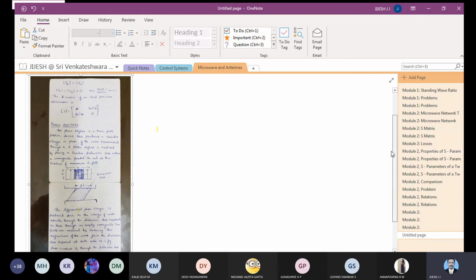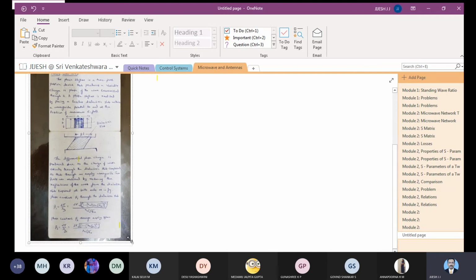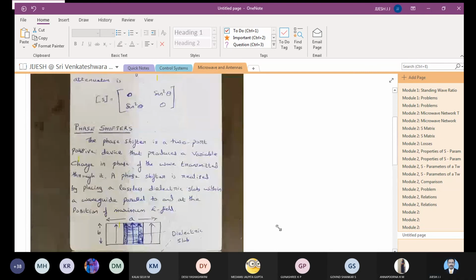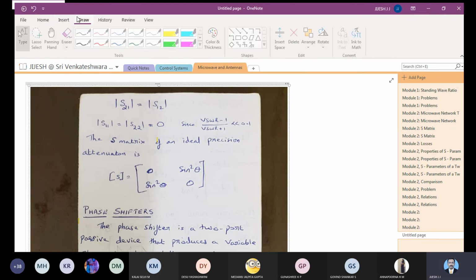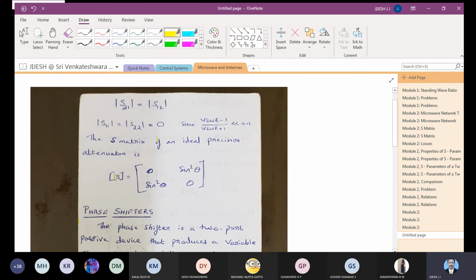You can just write down, with symmetry, S21 is equal to S12, and S11 and S22 are 0, since VSWR minus 1 divided by VSWR plus 1 should be less than 0.1. So this S matrix you can write. Finally, the S matrix is equal to 0, sine square theta, sine square theta, and 0.